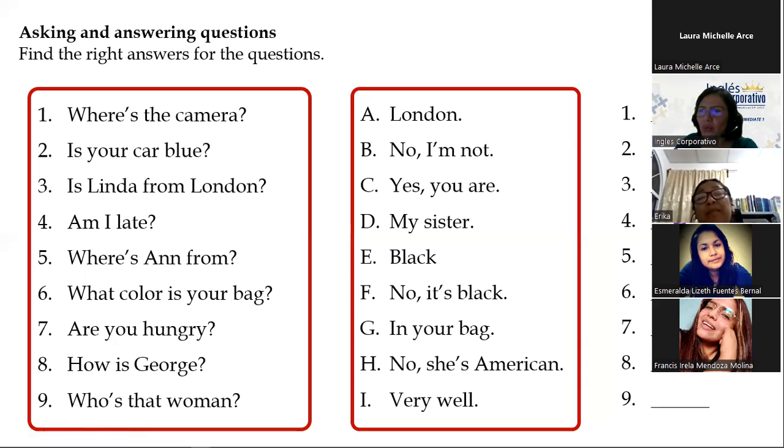number eight. How is George? Very well. Ahí sí, muy bien. He's very well, okay? And who's that woman? My sister. Exactly, my sister, right? Entonces, aquí, chicos, como les digo, lo importante es identificar qué es lo que representa cada una de las WH words, ¿verdad? Where represents place, right? London, your bag, right?